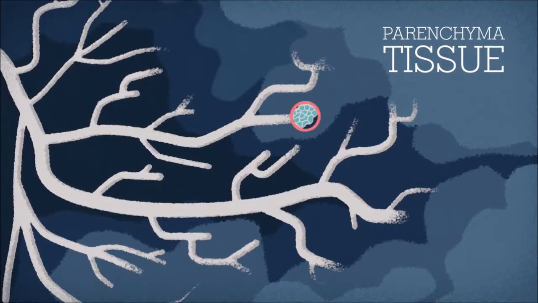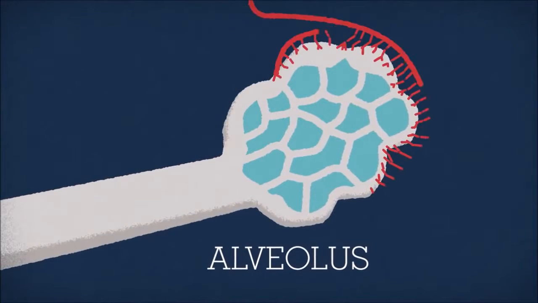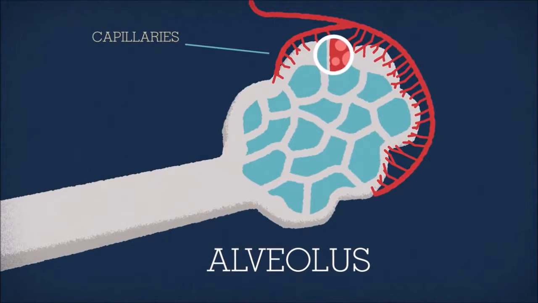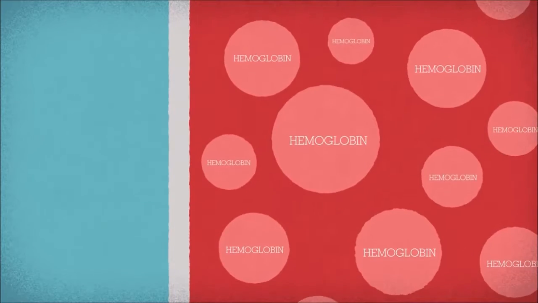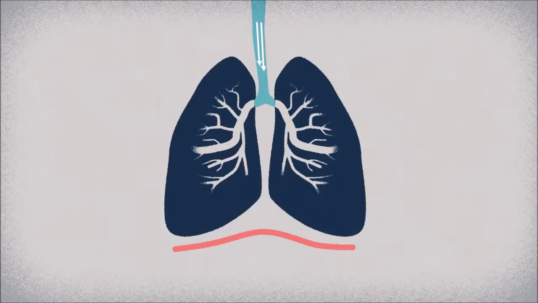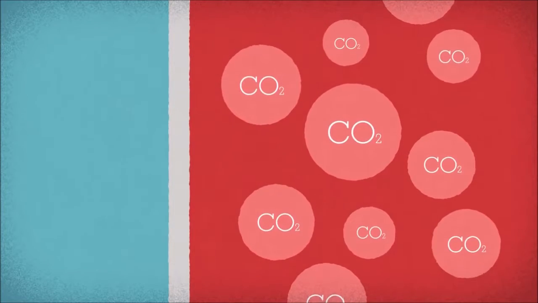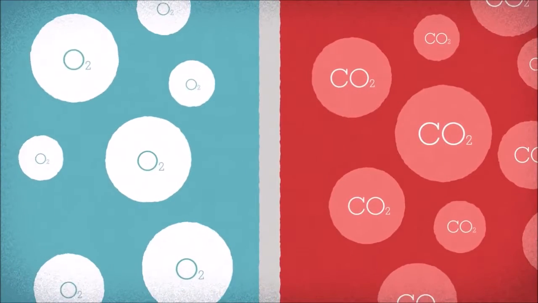At the end of each bronchiole is a little air sac called an alveolus, wrapped in capillaries full of red blood cells containing special proteins called hemoglobin. The air you've breathed in fills these sacs, causing the lungs to inflate. Here is where the vital exchange occurs. At this point, the capillaries are packed with carbon dioxide, and the air sacs are full of oxygen.